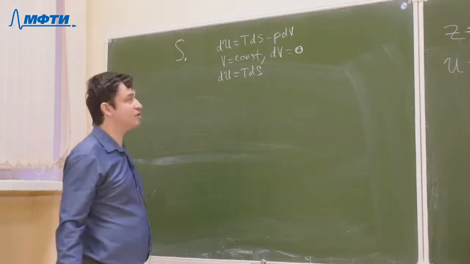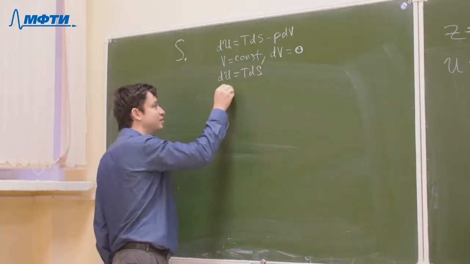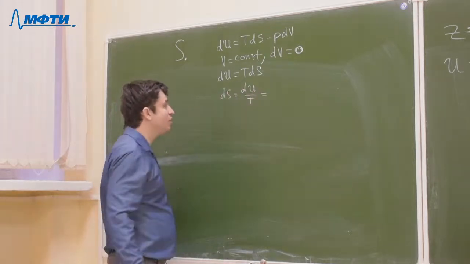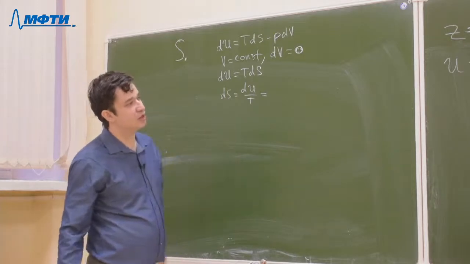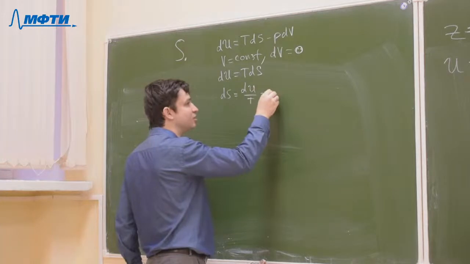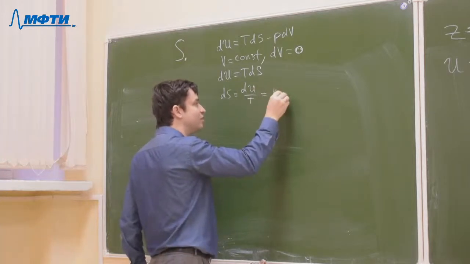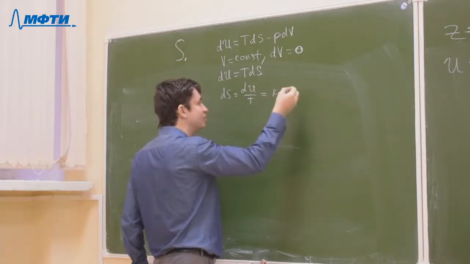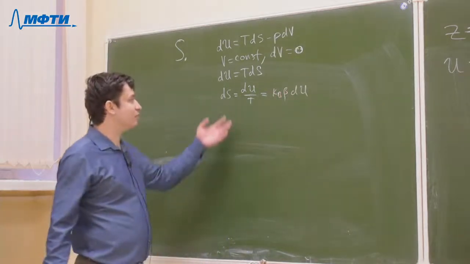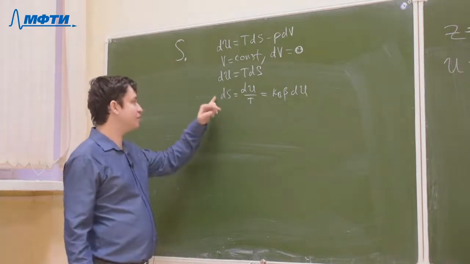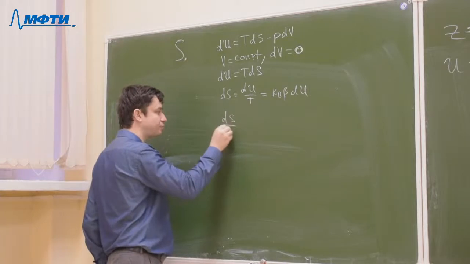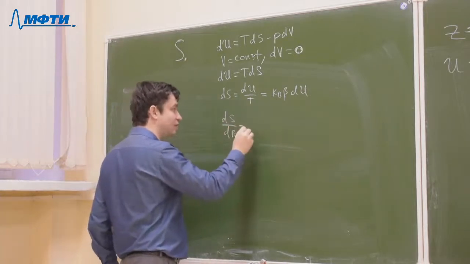dU equals TdS, from which we find that dS is dU over T, or in other words, using this parameter beta, we can write that dS is actually equal to kB multiplied by beta multiplied by dU. And from this we can find the derivative dS over d beta as follows.